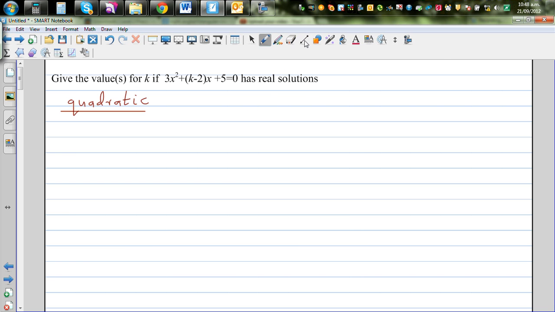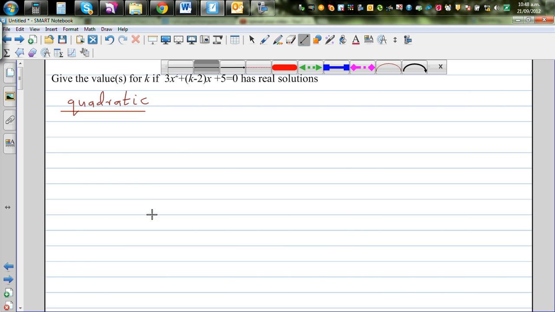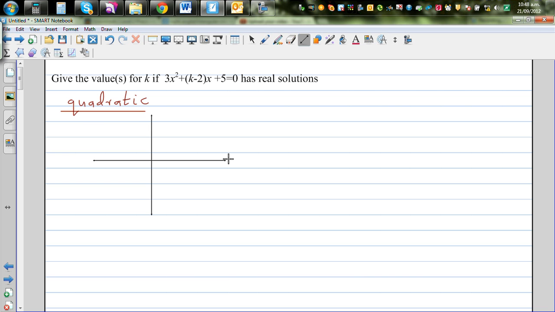Let me explain what real solution means. Suppose you have a quadratic equation and you graph it, it's going to be a parabola. It's going to intersect the x-axis. One possible way is that it will intersect the x-axis at two different points. So this is x1, one root or one solution, and this is the other solution. In simple language, solution means when does it hit the x-axis, or when does this become zero.